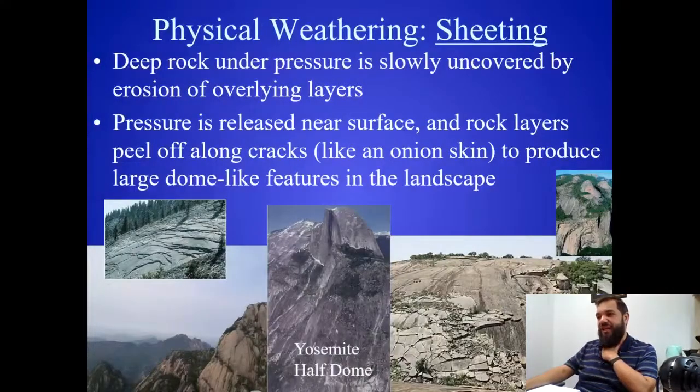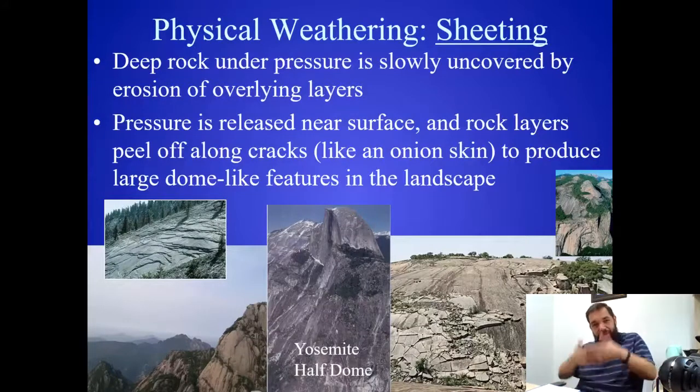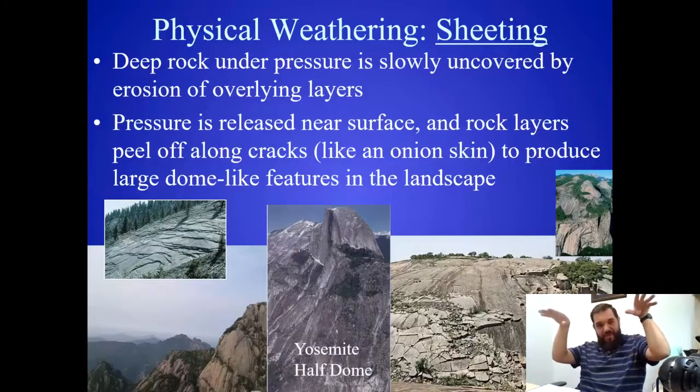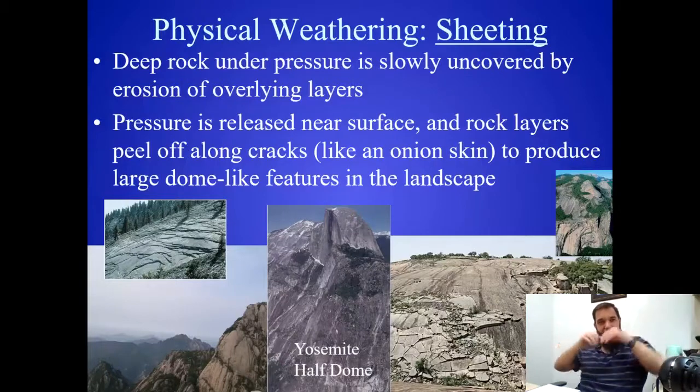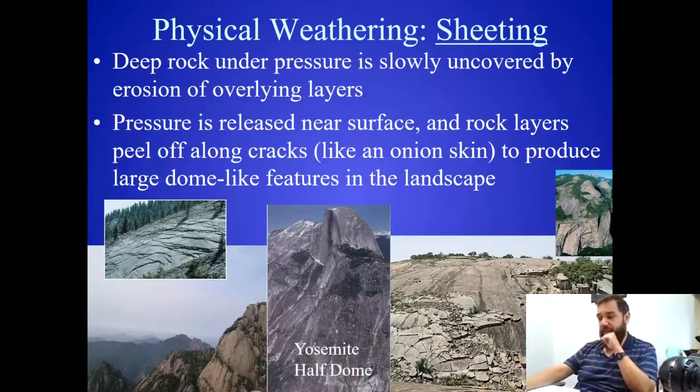So sheeting, this is jointing that happens due to reduction in pressure from a magma chamber. The magma chamber is very deep under the earth at one point, then it comes to the surface. When it comes to the surface, it reduces in pressure, and as it reduces in pressure, it expands, and as it expands, it kind of flakes off into sheets of rock. Okay, so that's called sheeting.